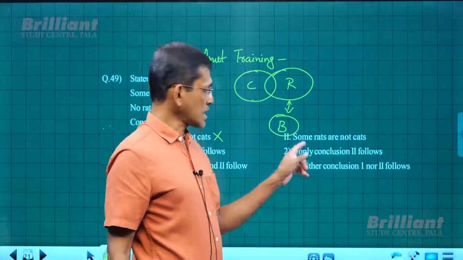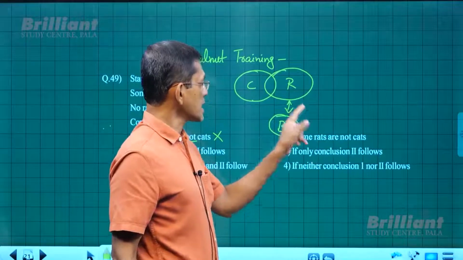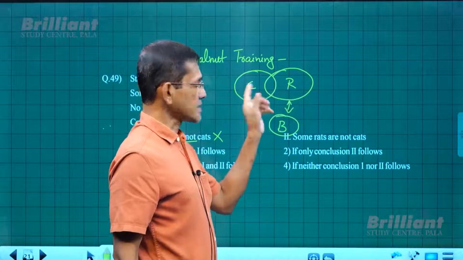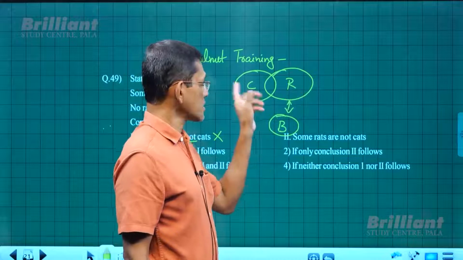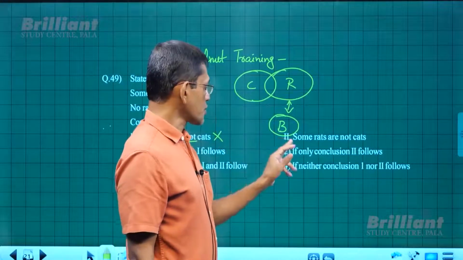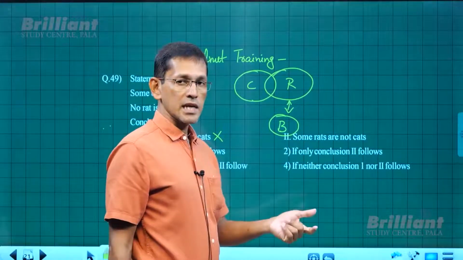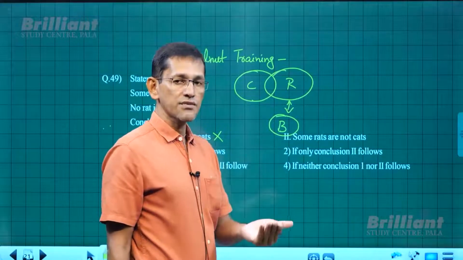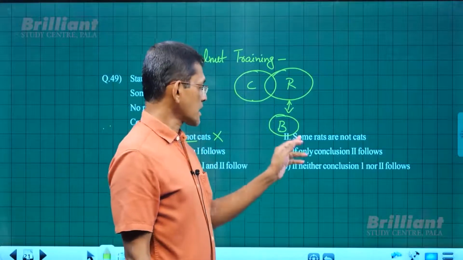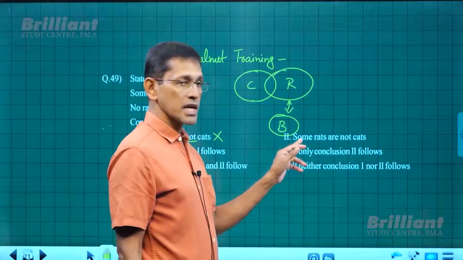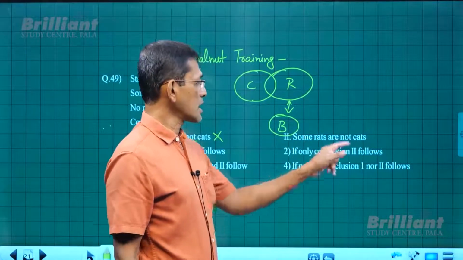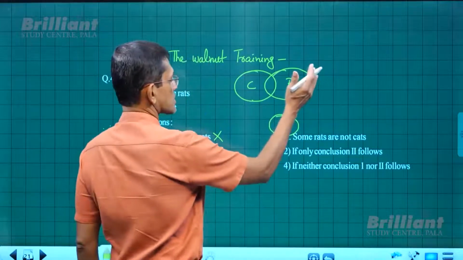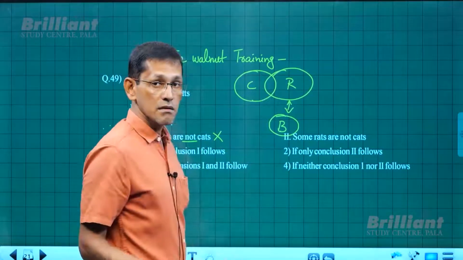Now look at the second conclusion. Some rats are not cats. That's correct. Look at that. Some of the rats here are not cats. It's valid. However, it's negative. If it's negative, we have to negate it. When you negate it, some rats are not cats becomes all rats are cats. So if all rats go inside cats, is that okay?